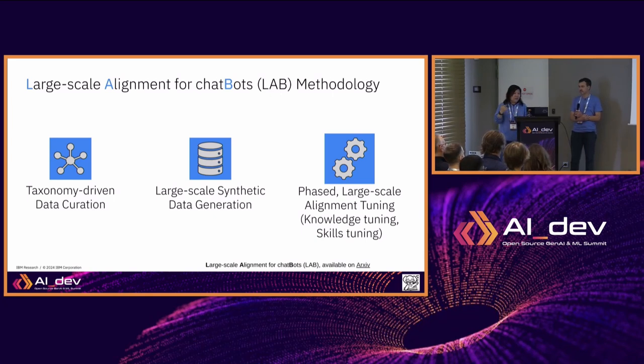The second part is large-scale synthetic data generation. If you input just 5 to 10 information pieces, you can generate synthetic data to train the model, because you need a lot of volume to create the kind of quality data to help with that.